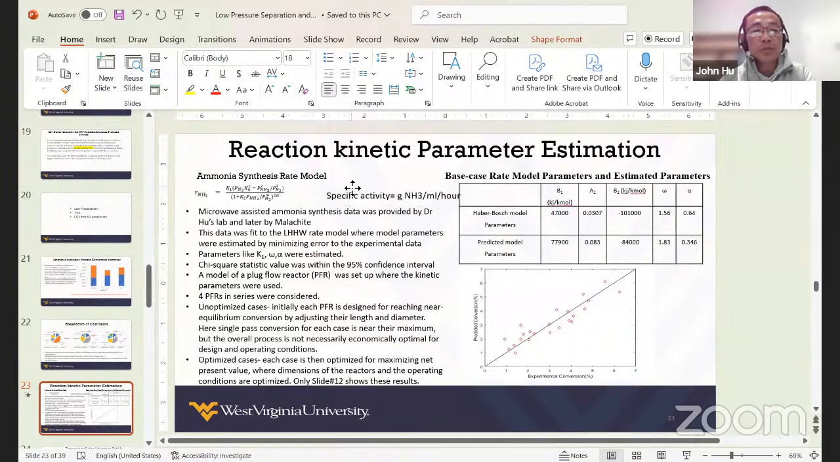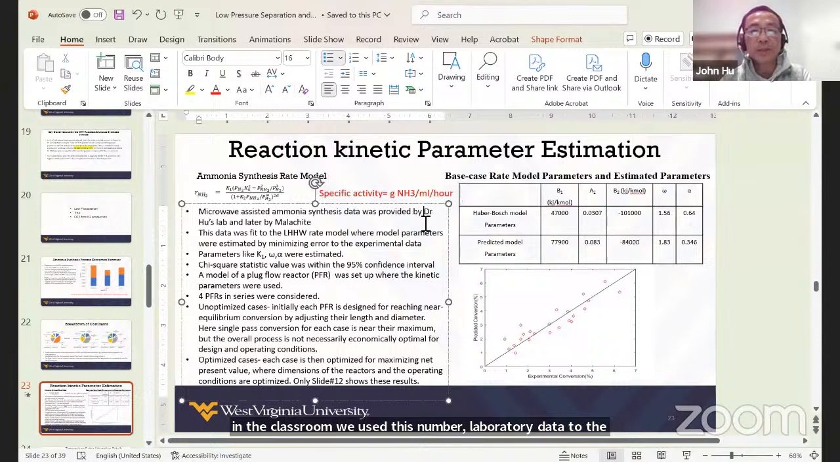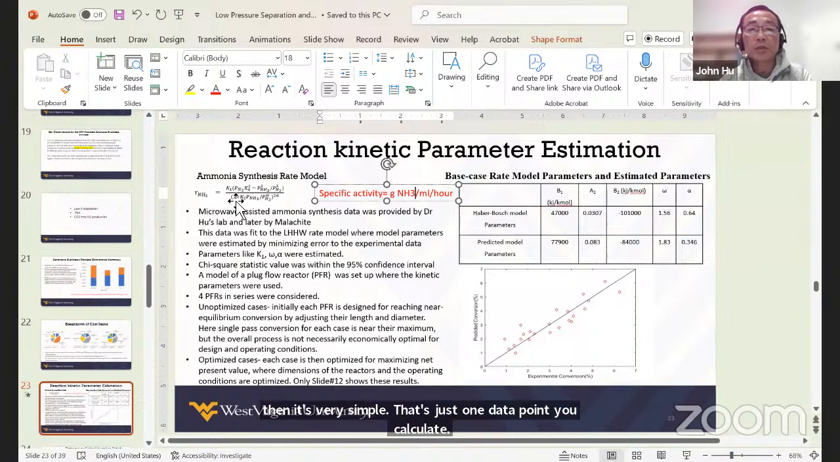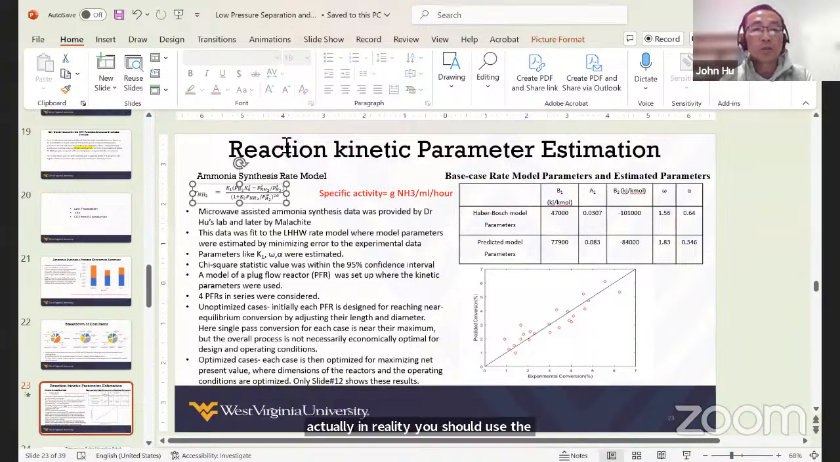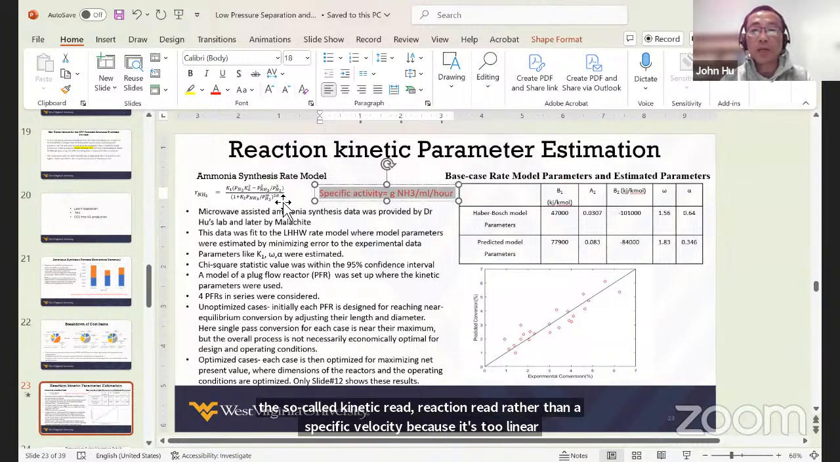Remember in the classroom we used this laboratory data to calculate the reactor size. Remember that? We did an exercise in chemical looping, and it's very simple. That's just one data point you calculate. Actually, in the engineering world, you should use this formulation, the so-called kinetic rate or reaction rate, rather than specific velocity, because it's too linear, and you have to do the kinetics. It's a very complex process.